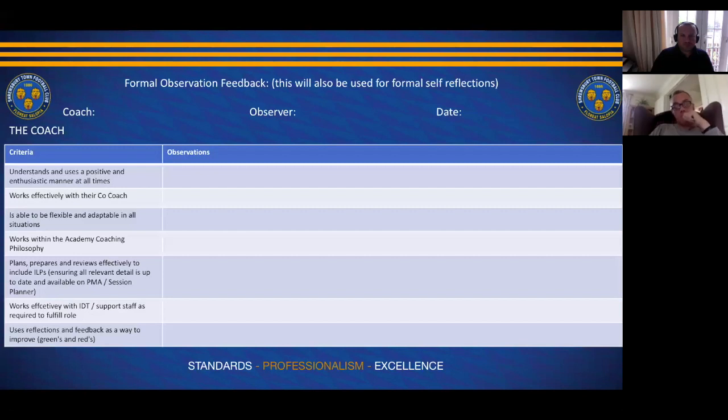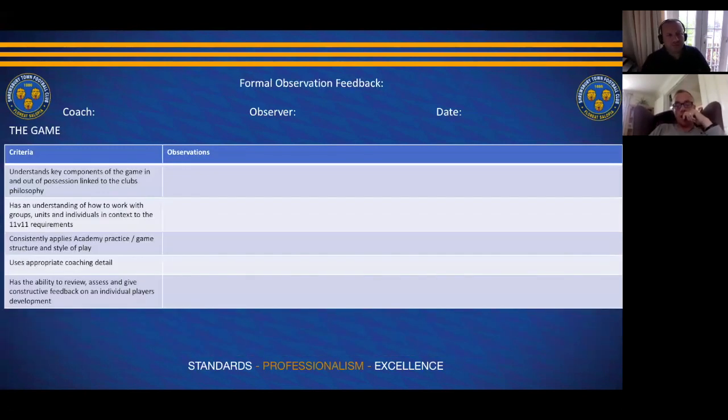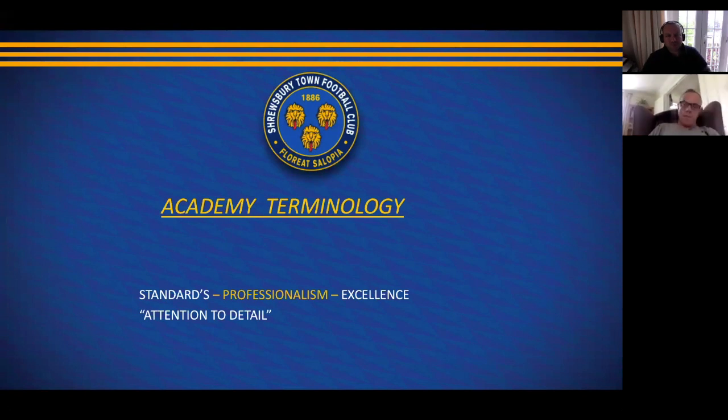So, that's the process we use for those. There's other things we have in place. So we have key terminology, key language we want coaches to use.